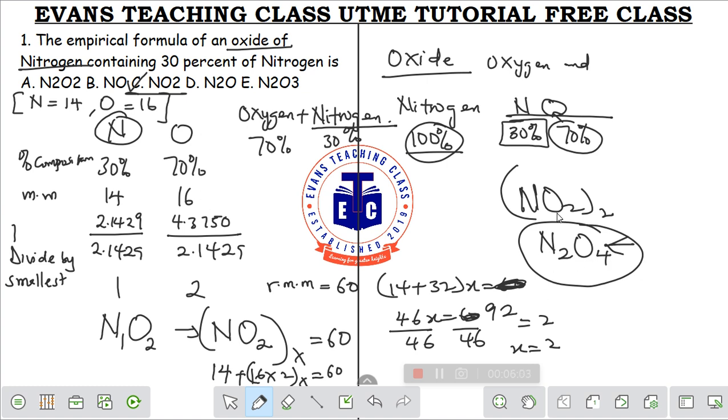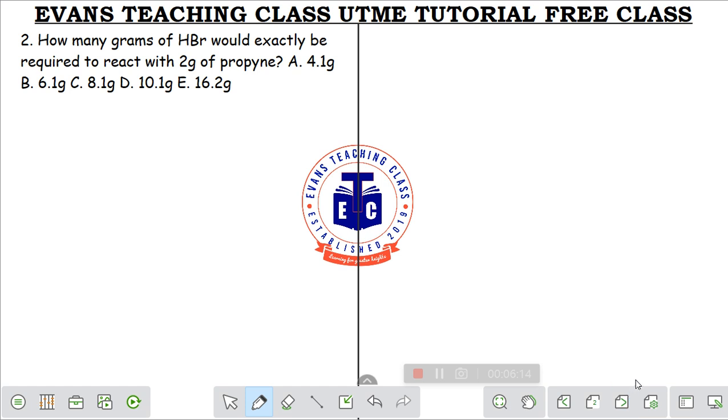Sometimes your molecular formula can be, instead of having 2, you may have 1. So sometimes your empirical formula equals your molecular formula. So just know that.